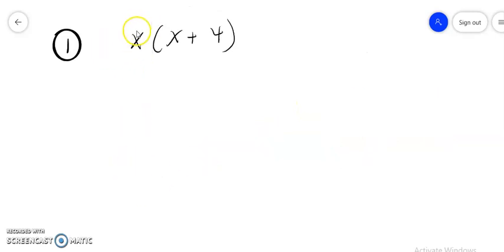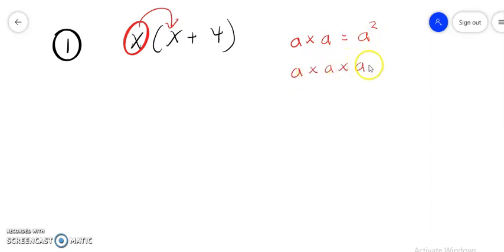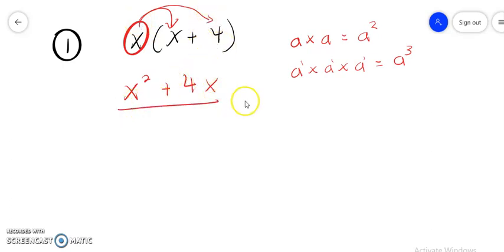Okay, for number one, the x here, when we multiply an algebraic term with the same term, like a multiplied with a, you'll be getting a square. When you have a multiplied with a multiplied with a, now you see you have 3 a's over here, 1 1 1. Now you can add all and it becomes a power of 3. So x multiplied with x, you'll be getting x square. You plus with the x times 4 and you'll be getting 4x. This is your answer.